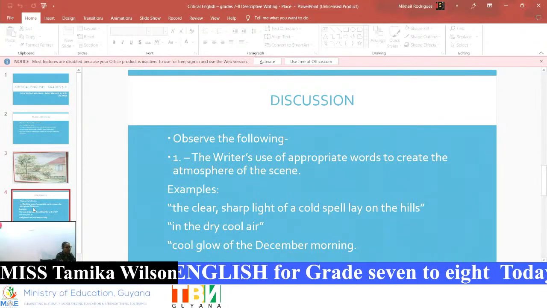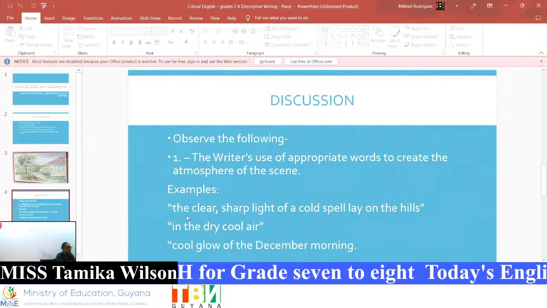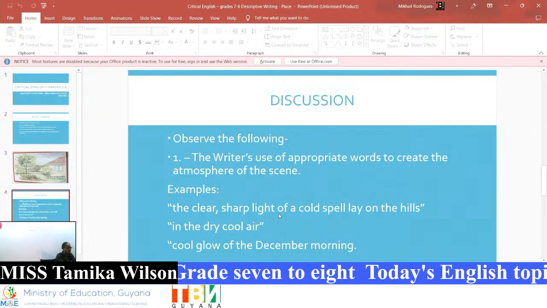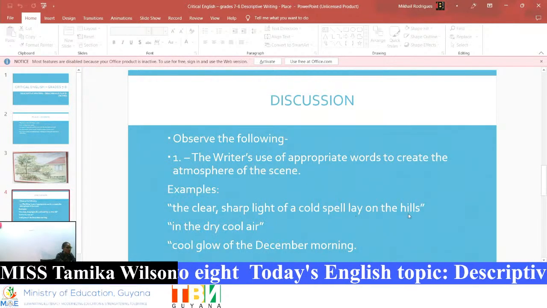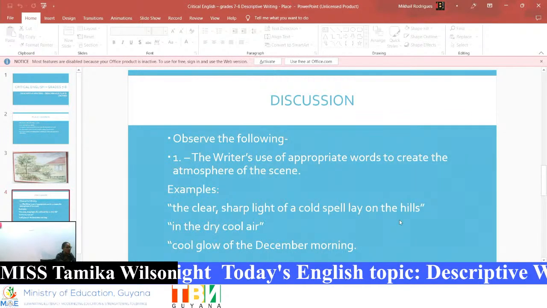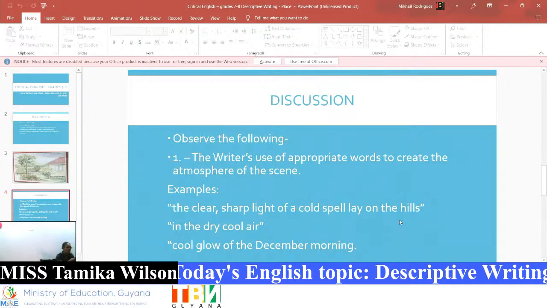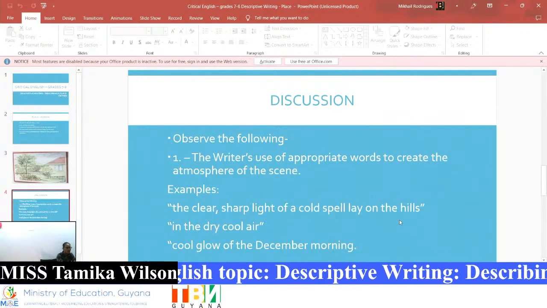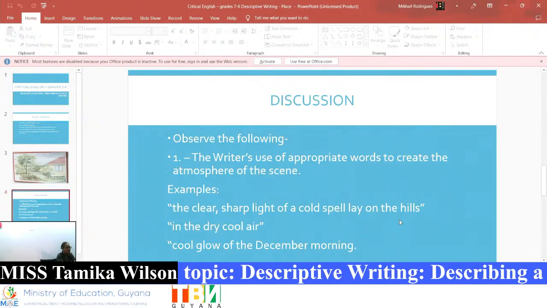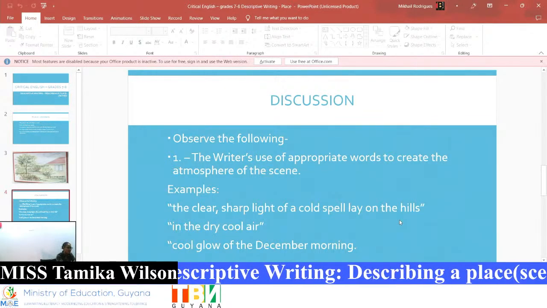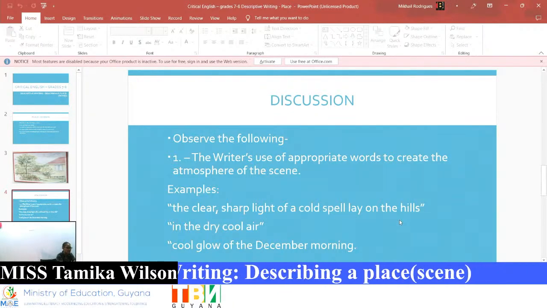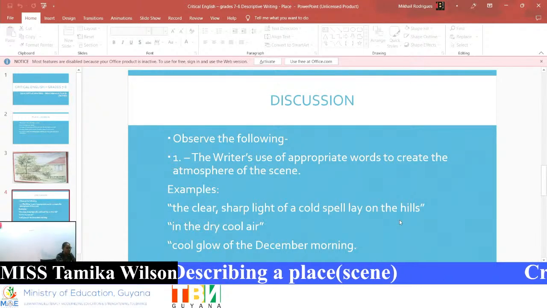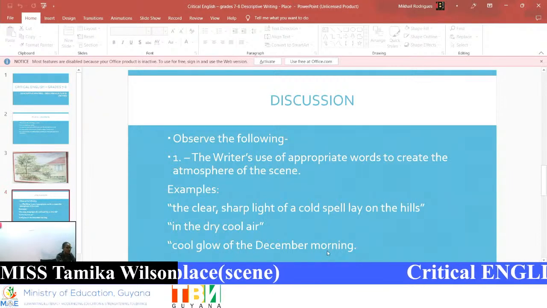Yes, so let's go to the examples. When we look at the clear, sharp light of a cold spell lay on the hills, these are creating a certain atmosphere. In the dry, cool air, it's telling us that the place is dry. It's not wet, all right? In fact, there are mentions in rainless weeks to come, and then the cool glow of the December morning.